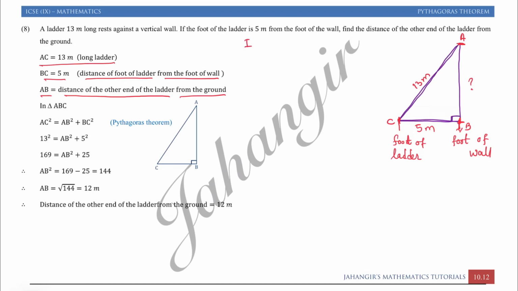Now we will take triangle ABC. Angle B is 90 degree. We can take Pythagoras as AC square is equal to AB square plus BC square, because AC is the ladder which represents the hypotenuse. Pythagoras theorem.